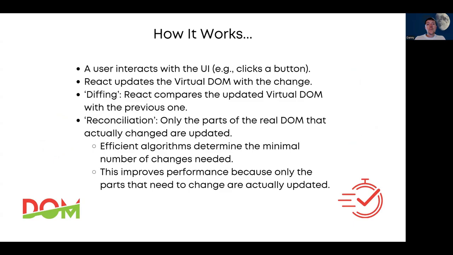Imagine a user interacts with your user interface, like clicking a button. React updates the virtual DOM with the change. Then, in a process known as diffing, it compares the updated virtual DOM with the previous virtual DOM. By doing this, it's trying to identify where changes have been made. Then reconciliation is the process by which the parts of the real DOM that actually changed are updated. Efficient algorithms are used to determine the minimal number of changes needed. This improves performance because only the parts that need to change are actually updated, rather than re-rendering the whole entire page or the whole entire site.